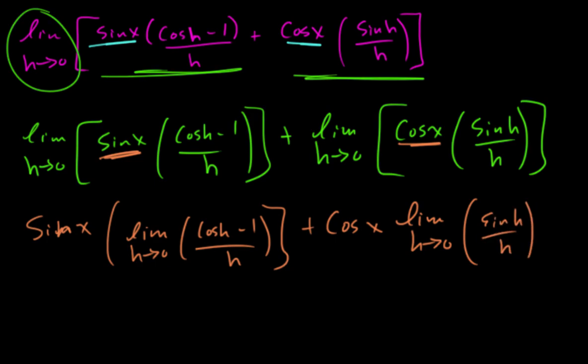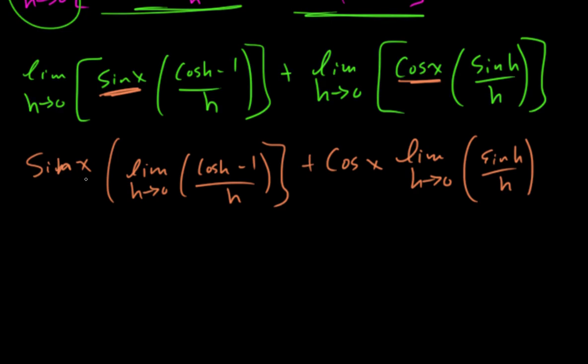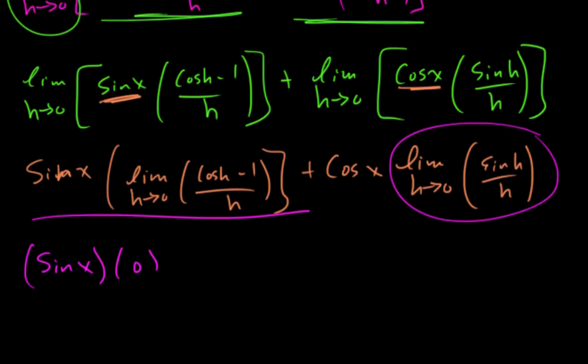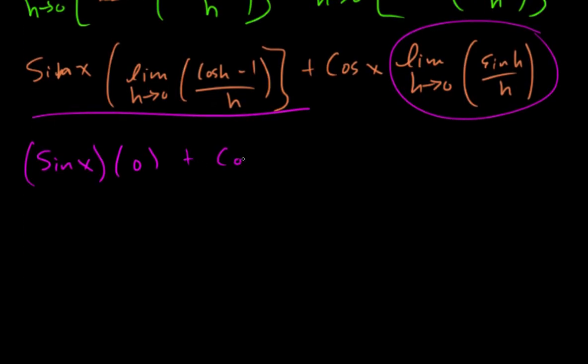Okay, so it looks like that. Now, at the beginning of this video, I reminded you that this limit is 0. So now we just have sine x times 0. That's what all that becomes. And then this, I reminded you at the beginning of the video, is 1. So then we have cosine x times 1, and if we simplify that, this goes away. That just becomes cosine x.